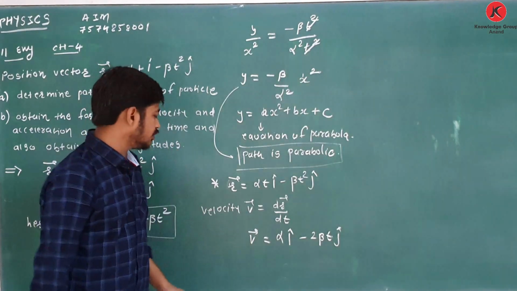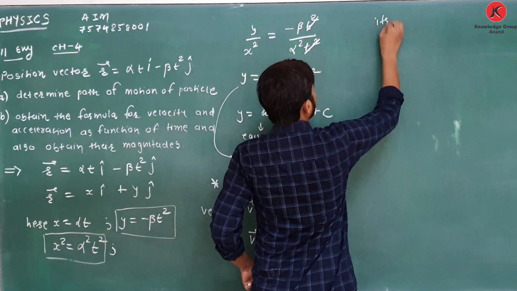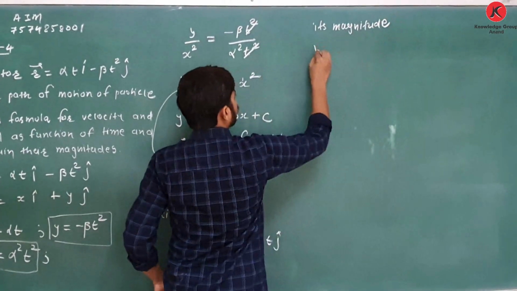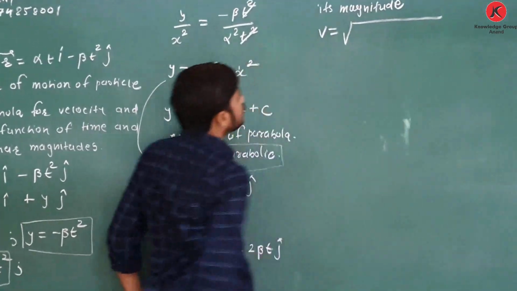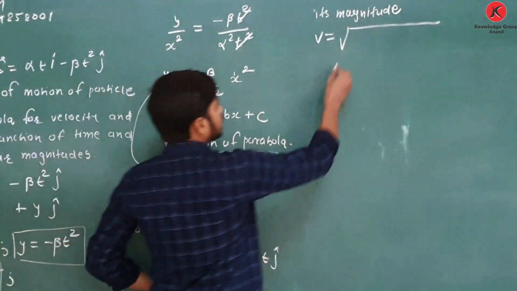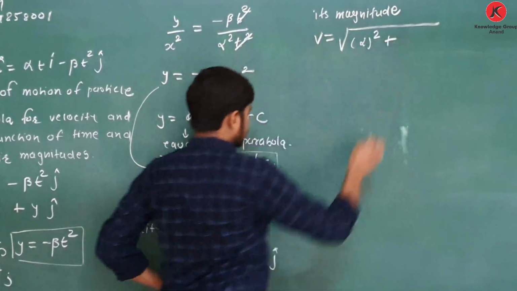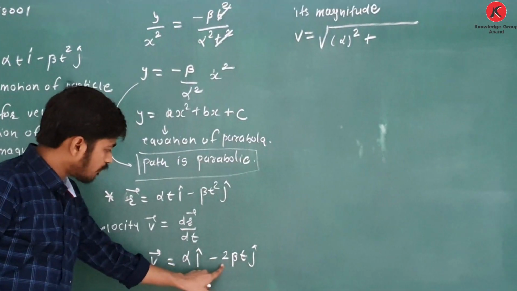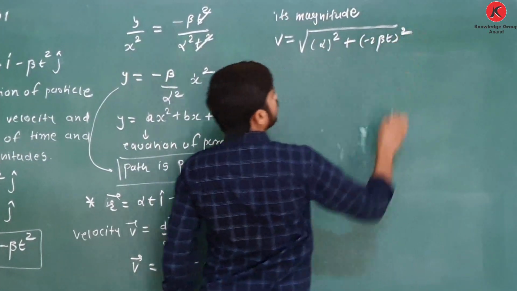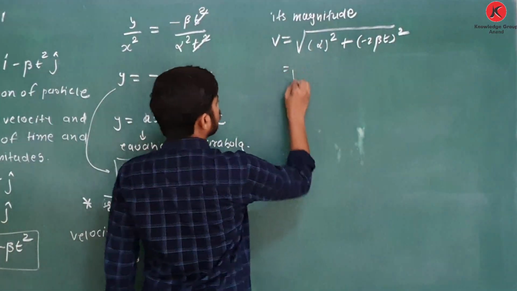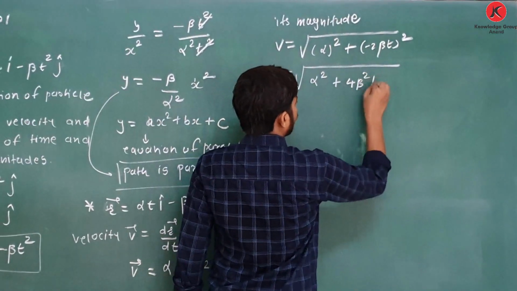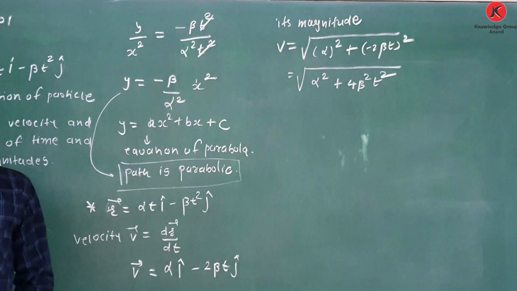Now, how to find its magnitude? Its magnitude we will find by v is equal to under root. See, i caret, its coefficient is alpha. So x component is alpha, then alpha square plus j caret, its coefficient is minus 2 beta t, whole square. So v is equal to under root alpha square plus 4 beta square t square. So it is magnitude of velocity.